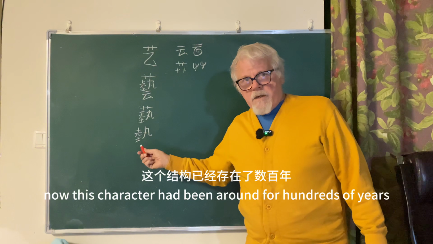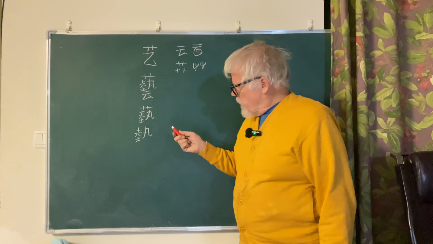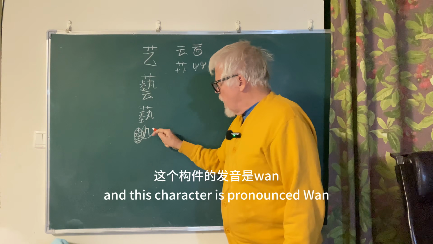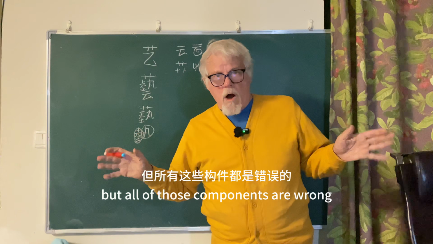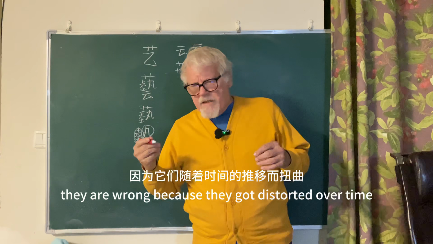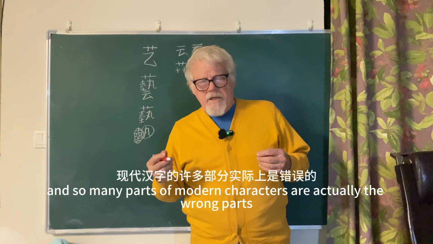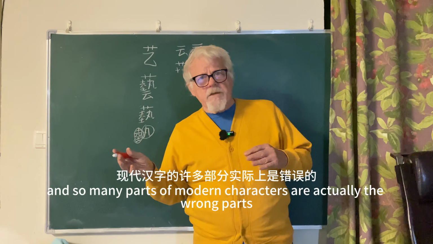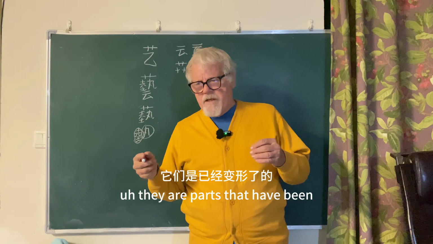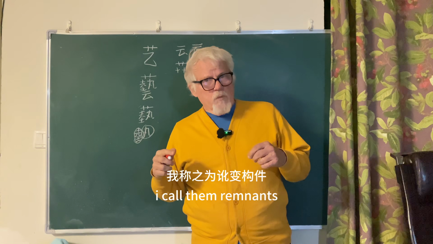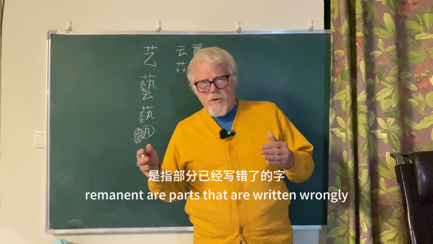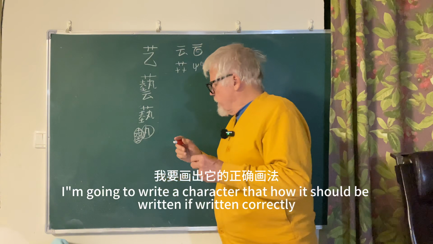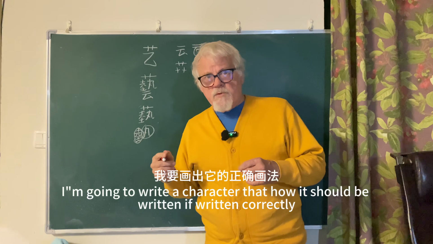Now this character has been around for hundreds of years, so these characters together are pronounced Liu, and this character is pronounced Wan, but all of those components are wrong. They are wrong because they got distorted over time. And so many parts of modern characters are actually the wrong parts. I call them remnants. Remnants are parts that have become written wrongly.